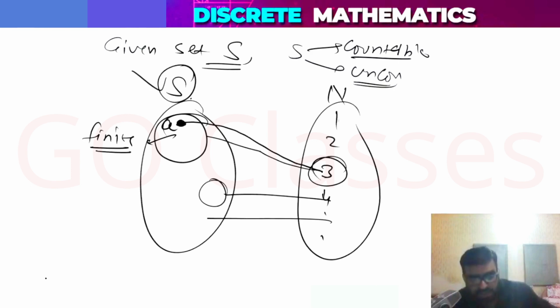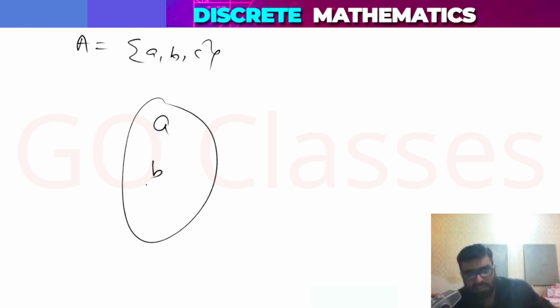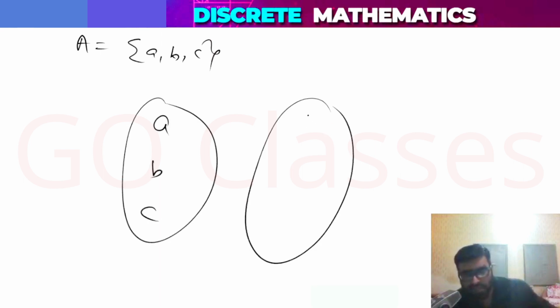This will be clear with the example. Let's take some different examples, and we will also solve all the previous year GATE questions. First example, let me take a very simple set, a finite set. Let me take A equal to {A, B, C}. This is A, this is B, this is C, and this is my set of natural numbers 1, 2, 3, 4 and so on.